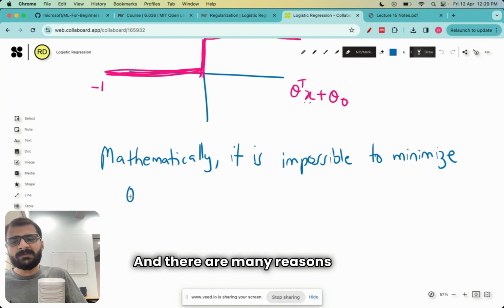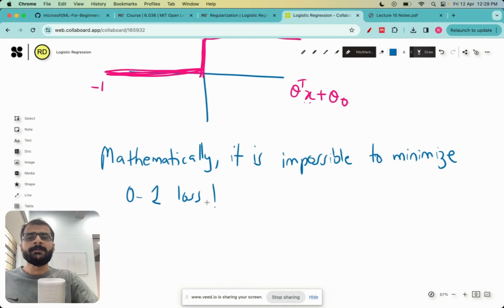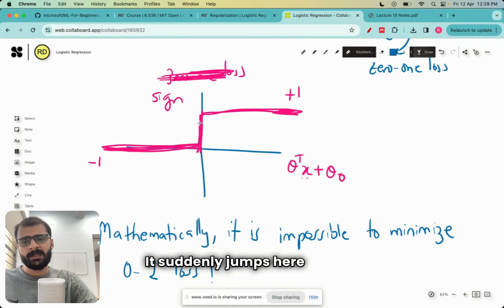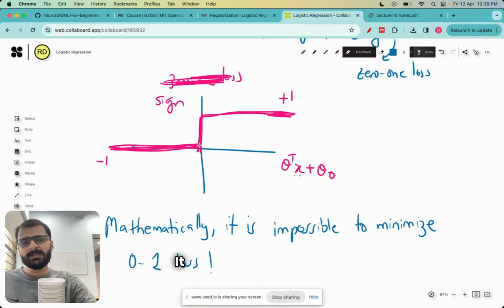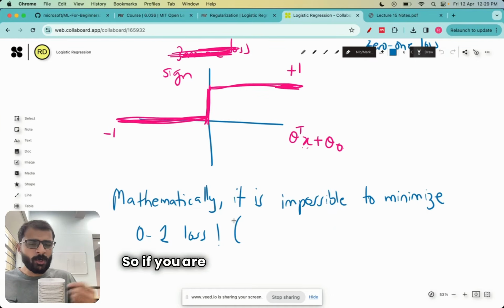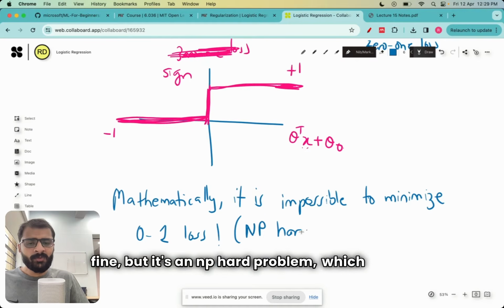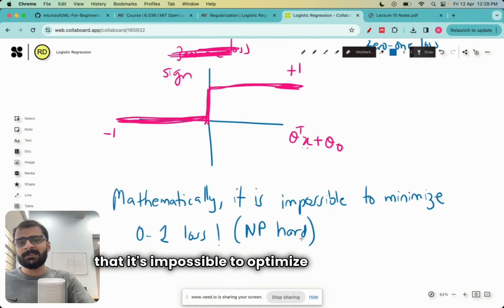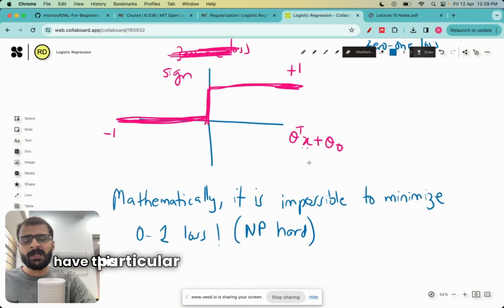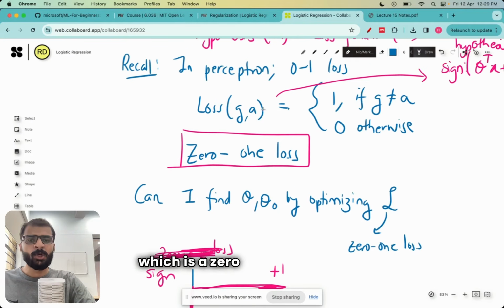There are many reasons for it, because this function is non-differentiable. It suddenly jumps here at 0. It is not really smooth. Mathematically it is also called an NP-hard problem. If you are not familiar with this, it's fine, but it means that it's impossible to optimize theta if we have this particular hypothesis class and the 0-1 loss function.